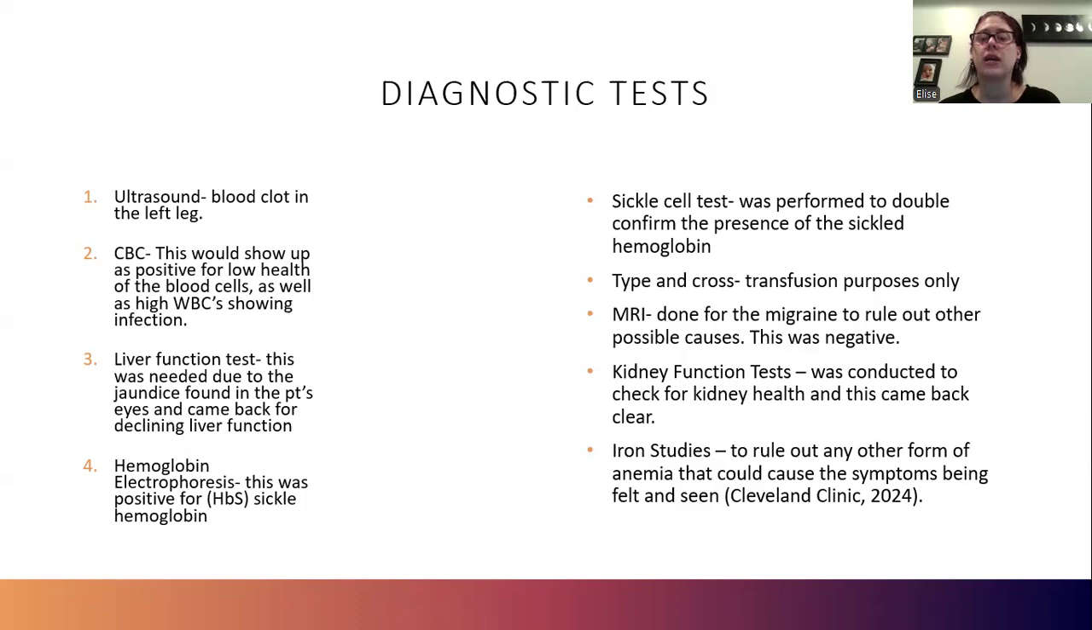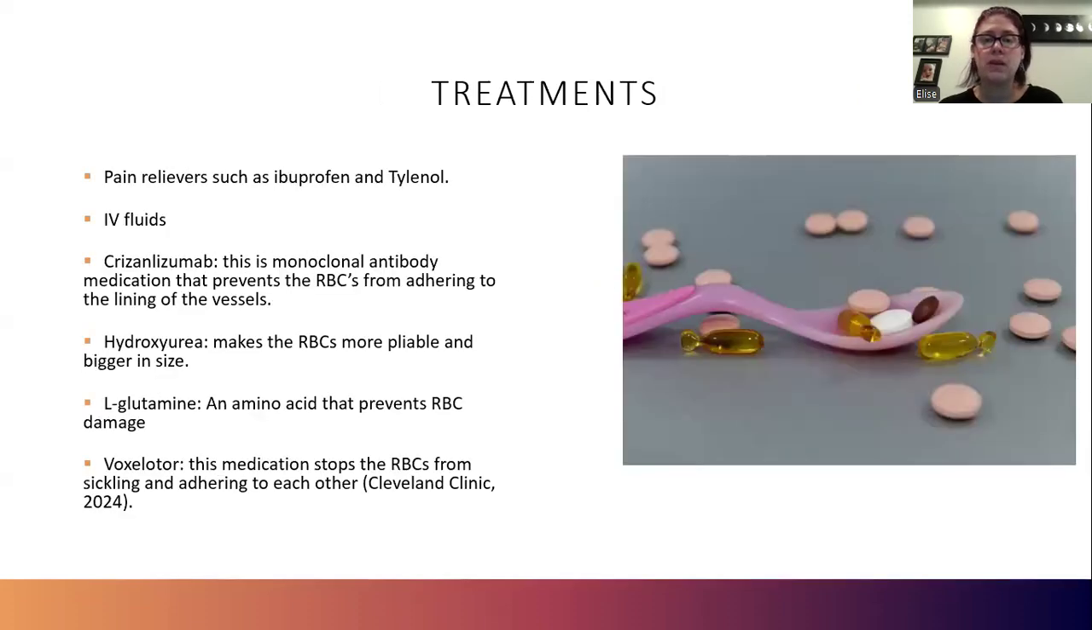Sickle cell test was performed to double confirm the presence of the sickle hemoglobin. Type and cross for transfusion purposes only. MRI done for the migraine to rule out other possible causes. This was negative. Kidney function test was conducted to check for kidney health, and this came back clear. Lastly would be iron studies to rule out any other form of anemia that could cause the symptoms being felt and seen.